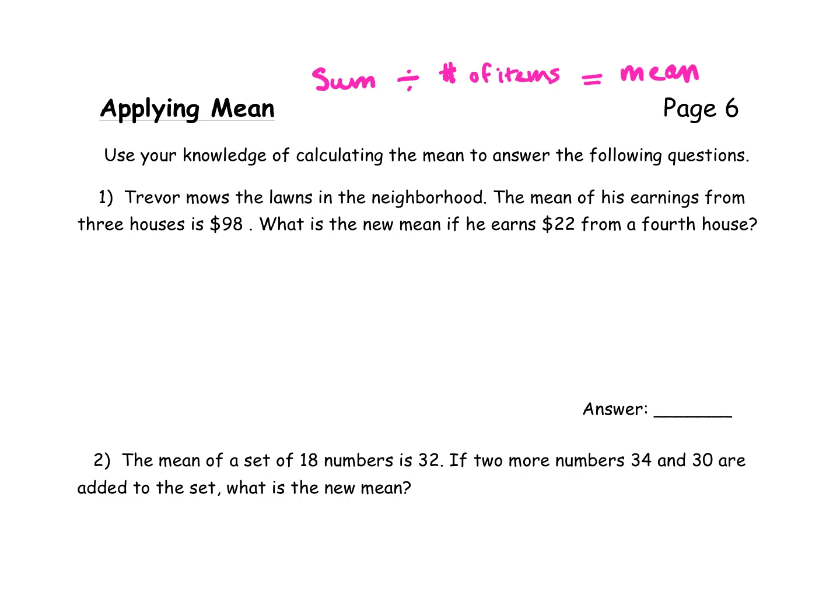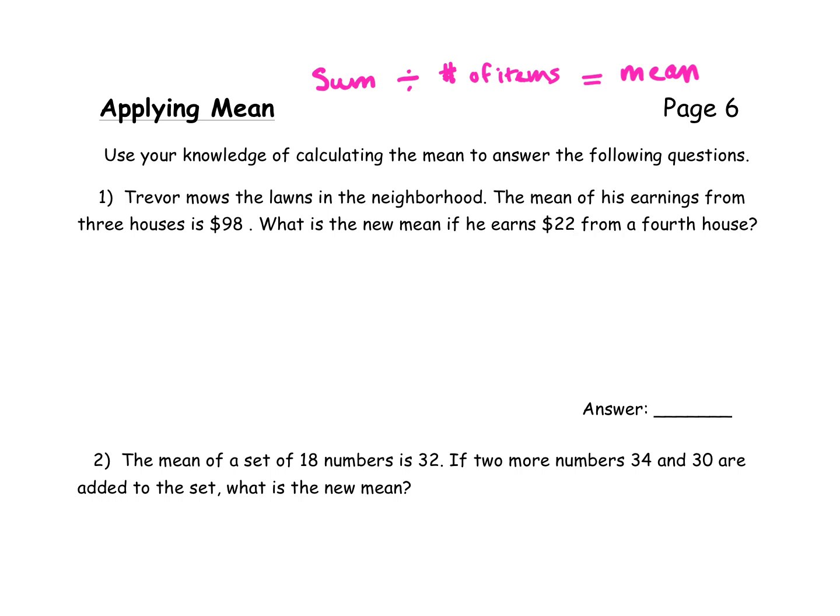So now let's read through the problem. Trevor mows the lawns in the neighborhood. The mean of his earnings from 3 houses is $98. What is the new mean if he earns $22 from a 4th house?